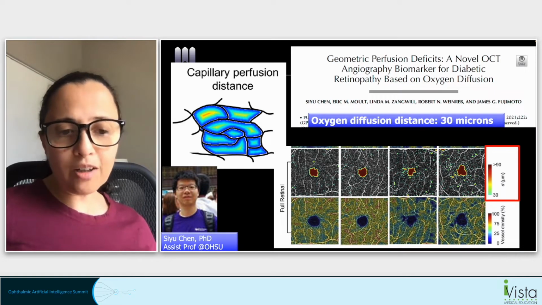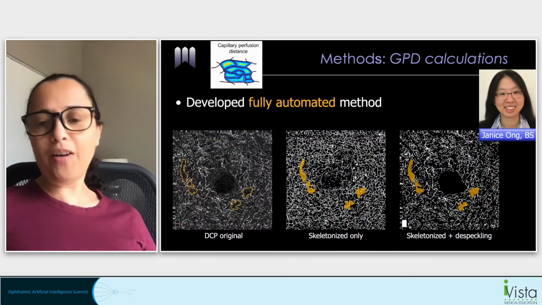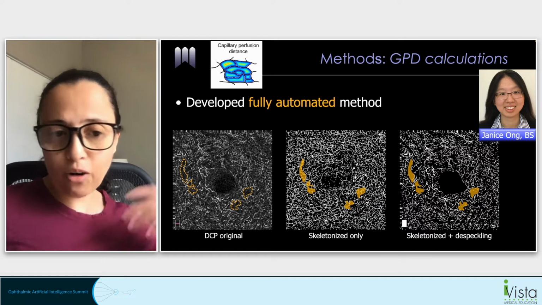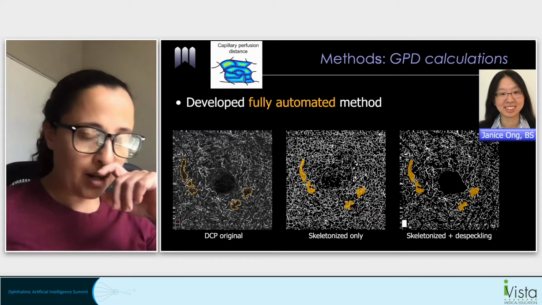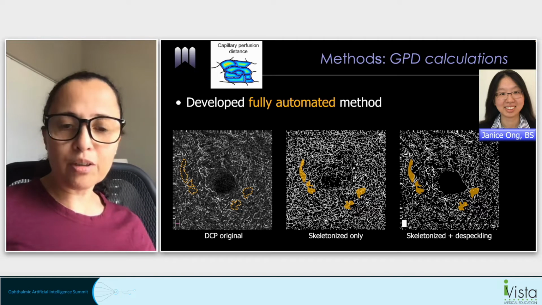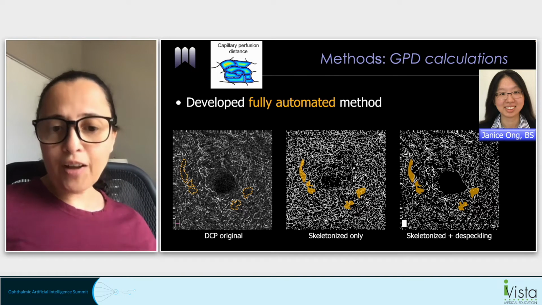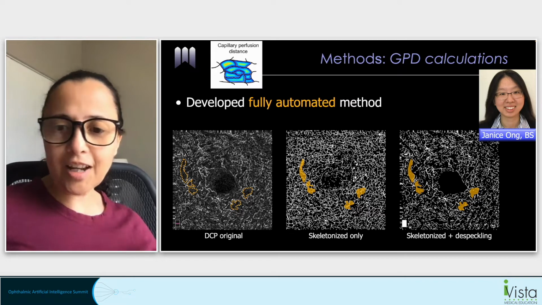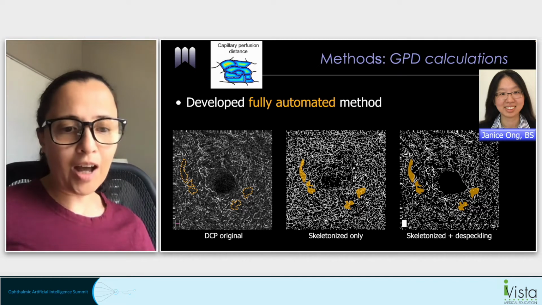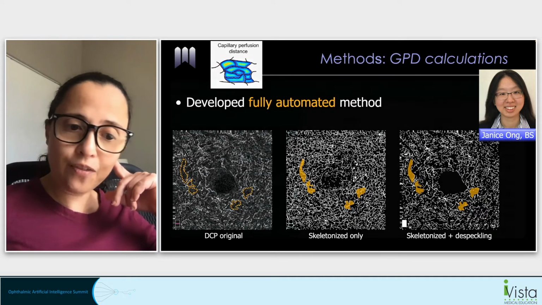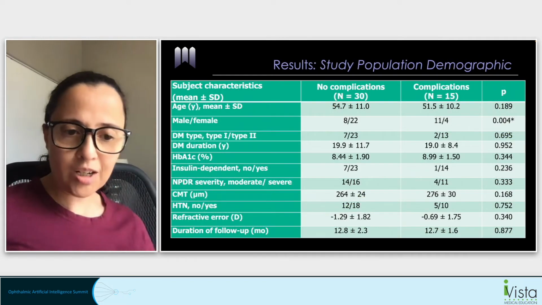So before we could include it in our data set, we had to develop our own algorithm for automating this rather than having to do it manually. And Janice Ong, one of our brilliant medical students, developed an automated algorithm to remove the speckle and skeletonize the vessels and highlight these areas of perfusion deficits in our OCTAs.